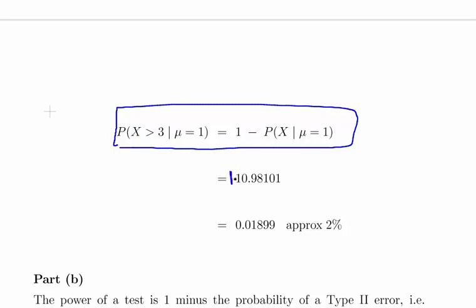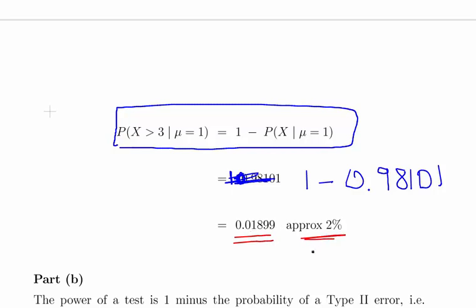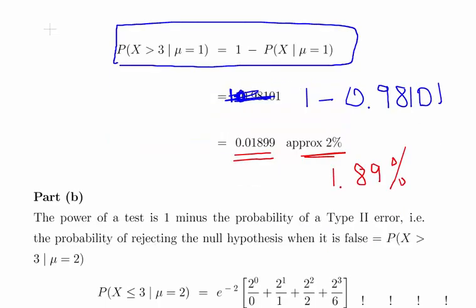That is 1 minus 0.98101. Sorry, I'll just do that again. 1 minus 0.98101 works out to be 0.01899, just approximately 2% really, 1.89%. That's the probability of a type 1 error.